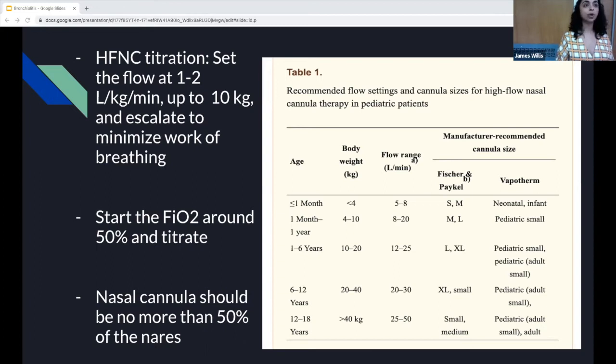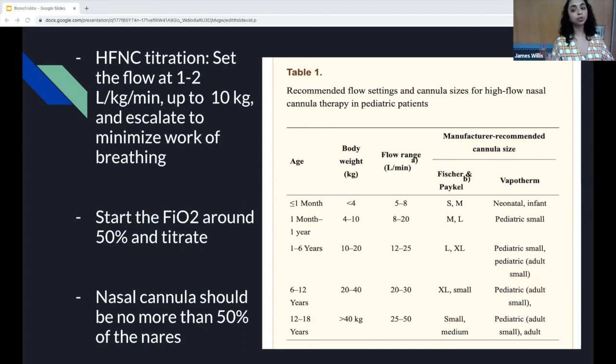The maximum flow rate should be 2 liters per kilo per minute, with an upper limit of 50 to 60, which is what I think you guys use on the adult size as well. The FiO2 is generally started around 50%, titrated up or down as needed to achieve a target saturation around 94 to 98. And obviously as the work of breathing improves, the flow rate can be titrated down.